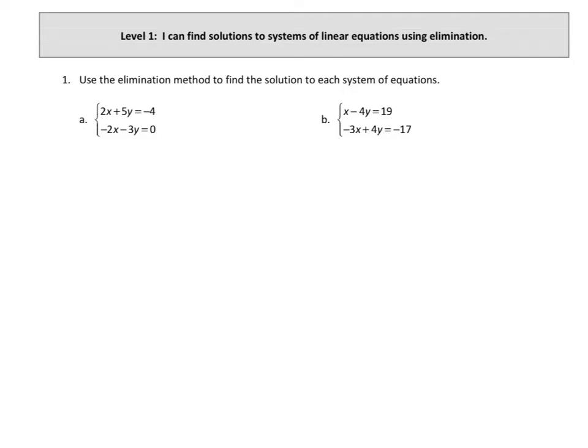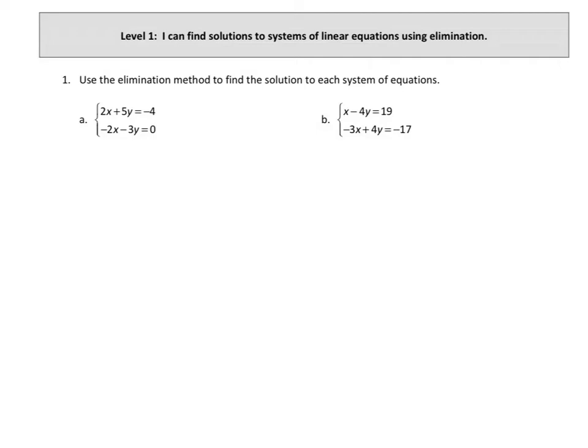In this next skill, we will be solving systems of linear equations. A system of equations is when you have two equations that have two variables. Our goal is to find an x and a y that work in both equations, that are solutions to both equations. And to do this, we're going to use a method called elimination.